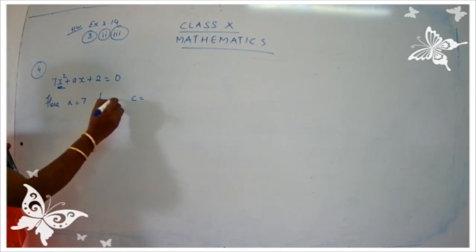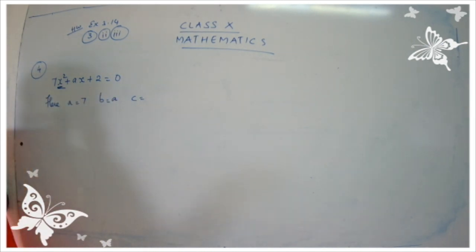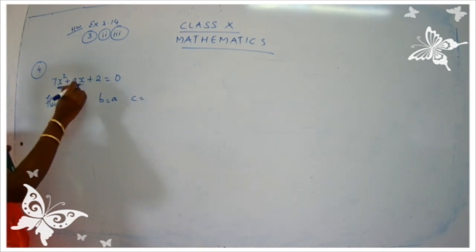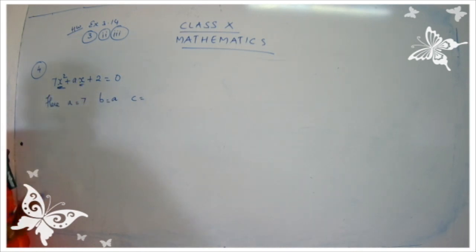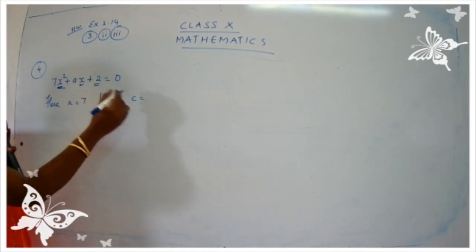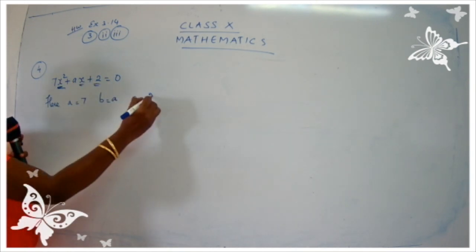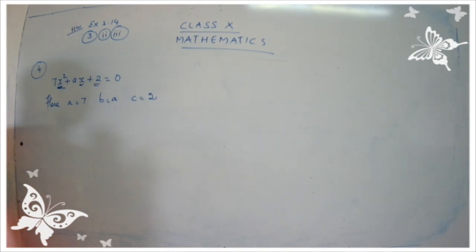What is the coefficient of x? It's a. Do not get confused. The thing is, you have to write the coefficient. So what is with x? It's a. So b is equal to a. What is the value for c? The constant number. What is the sign here? Plus 2. I have told you, whenever you are writing the coefficients, please mind the signs. You have to take the signs also. That's very, very important.